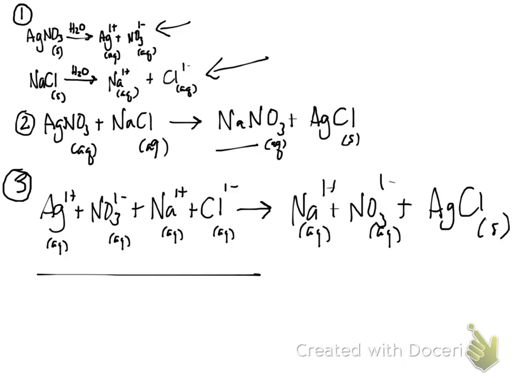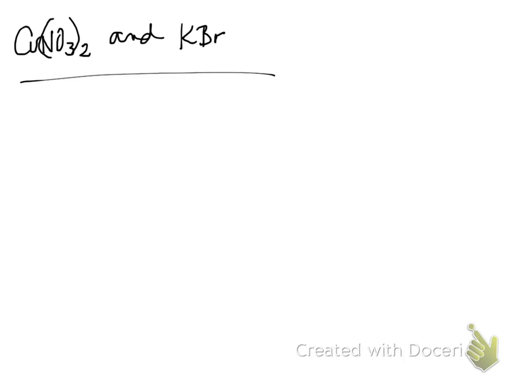Okay? That's our third step. Do you want to practice a couple, just going through those steps? Okay. And then I'll show you what comes next. Okay, so we've got copper 2 nitrate and potassium bromide. We want to, first of all, do a dissociation equation for each of them. This is good because we've got a slightly more complicated formula.